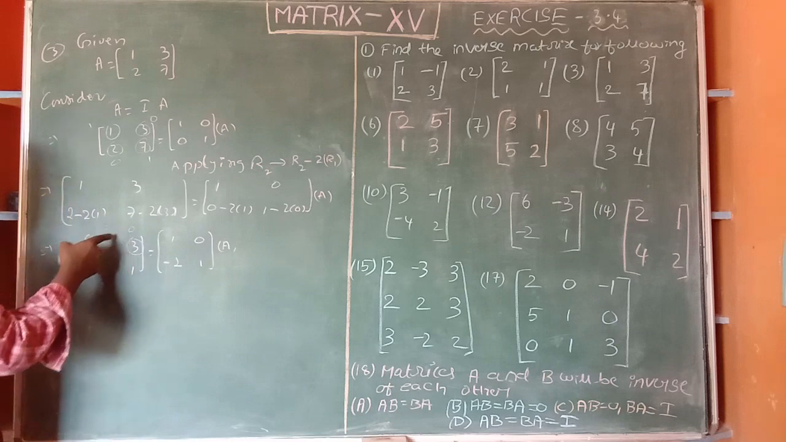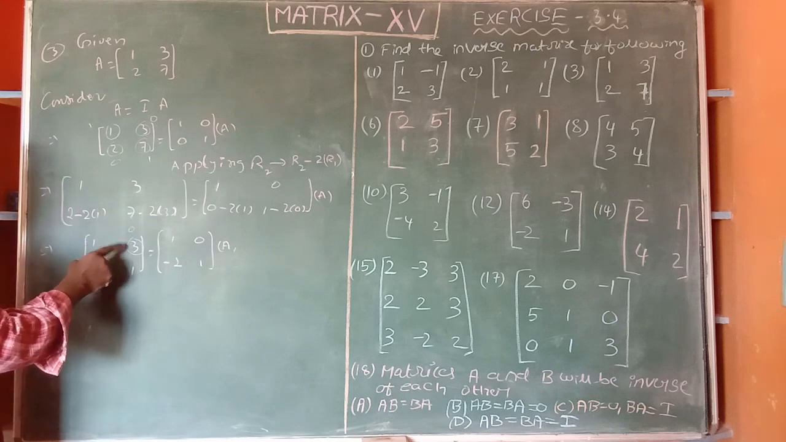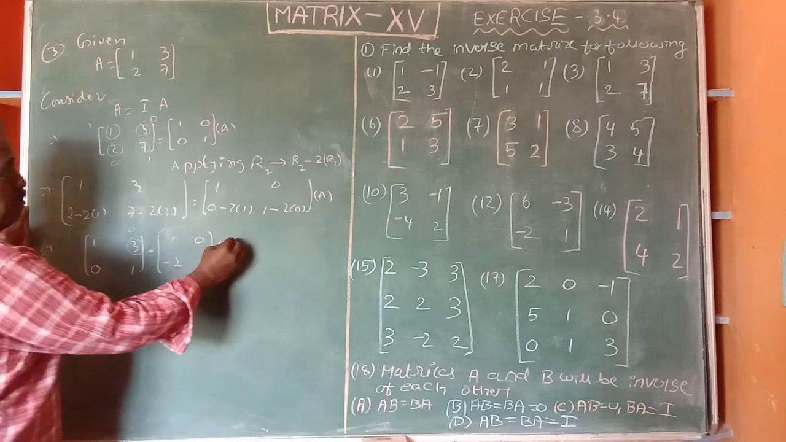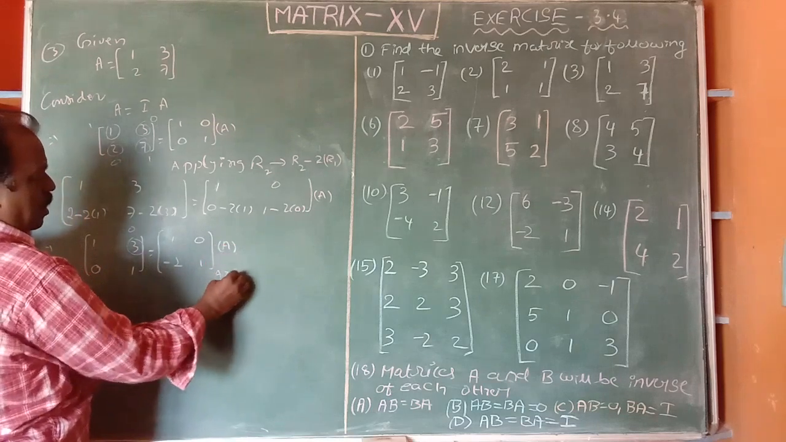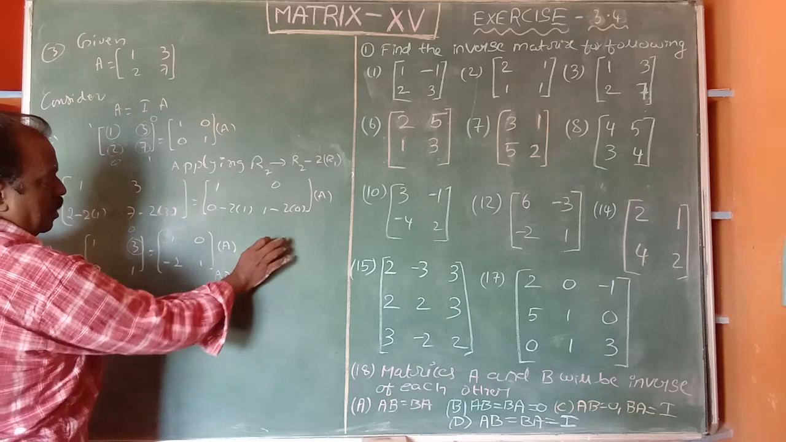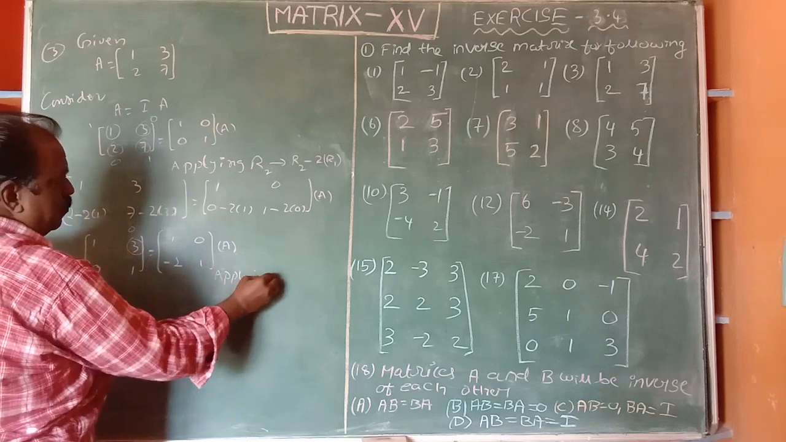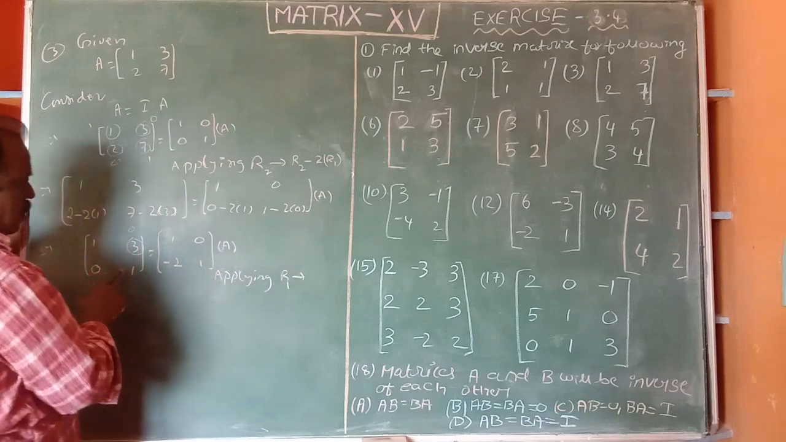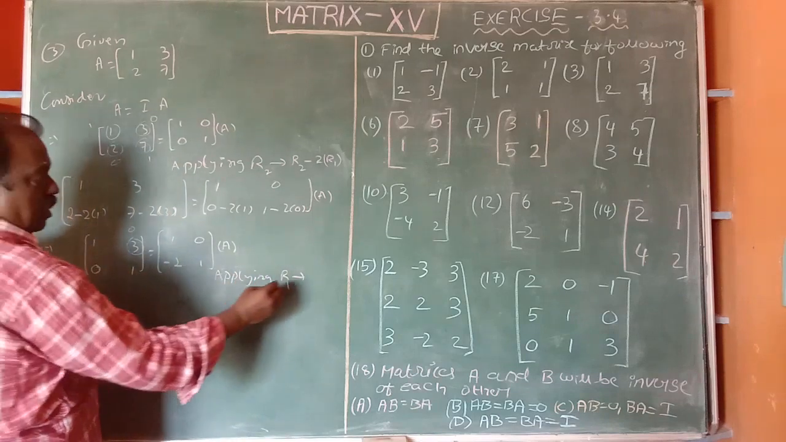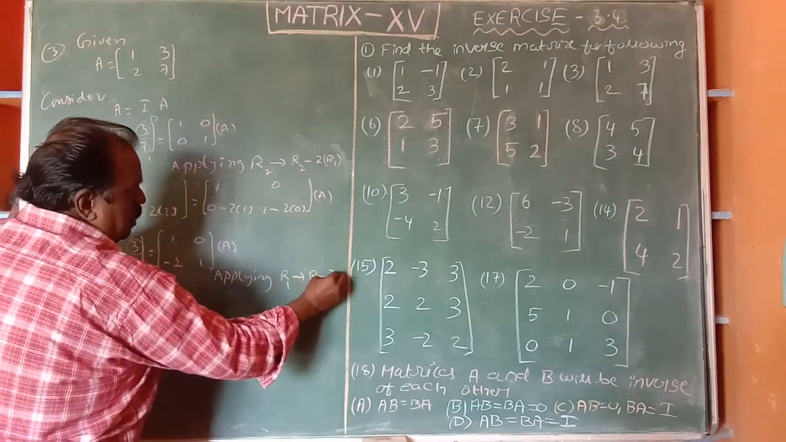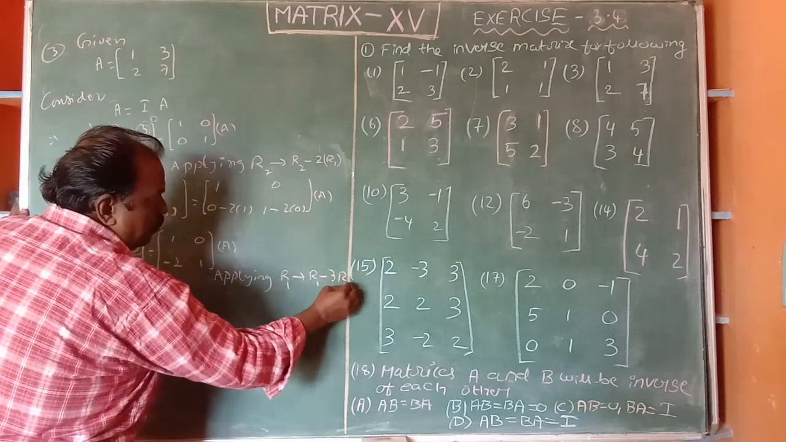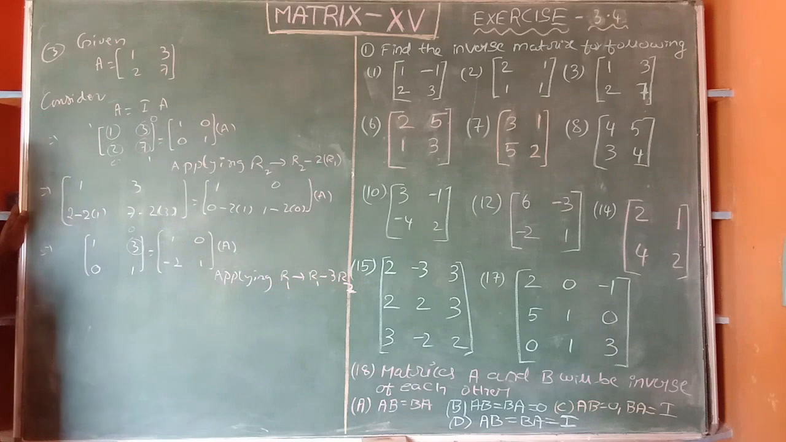So our problem is to change this 3 into a 0. How is it possible? By applying R1, it is related with R1. R1 minus 3 R2. Will you agree?